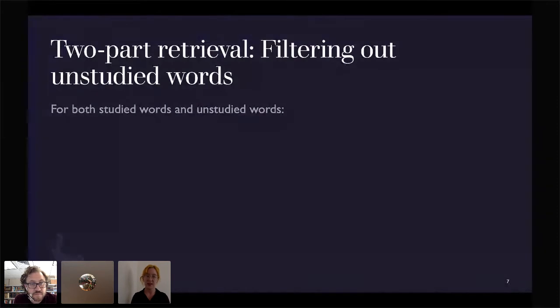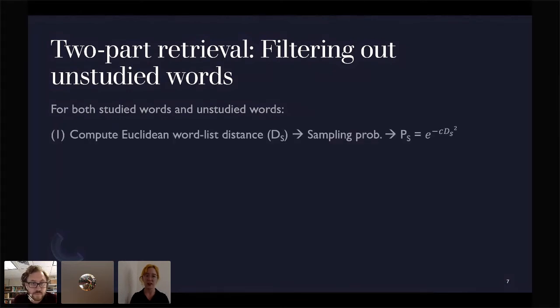So filtering out unstudied words is a two-stage process in this model. We first have to find words that are likely to have been studied, and then we can figure out if the memory of that word has a sufficient strength. So we'll have two distance metrics that we're going to be computing. The first is the distance between the word that we're studying, say cat, and the entire rest of the list, the whole list that I showed you a couple slides ago. We'll sum up all of those distances and translate it into a probability.